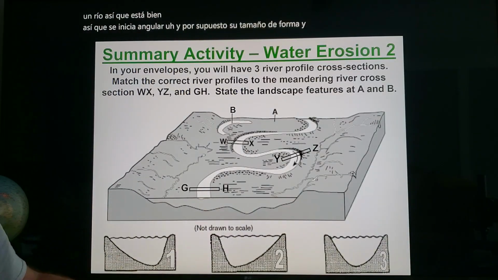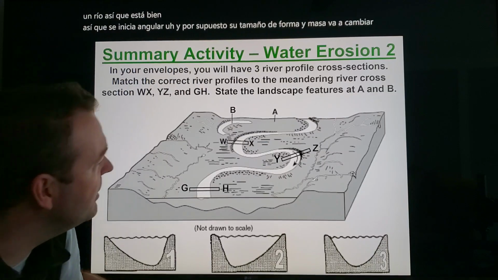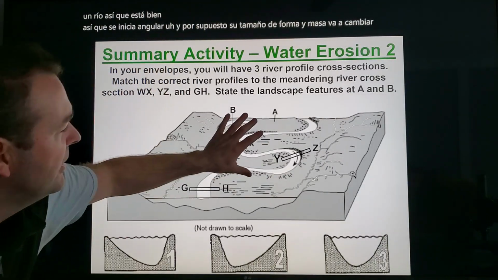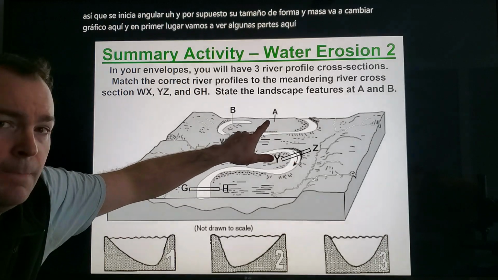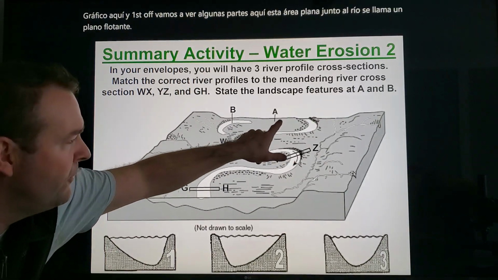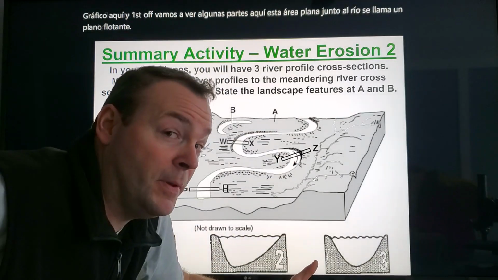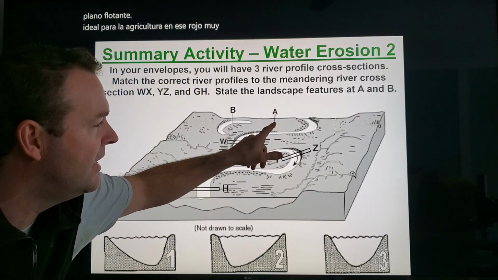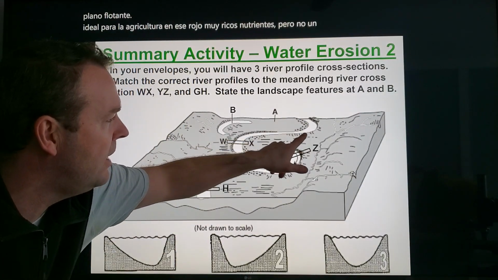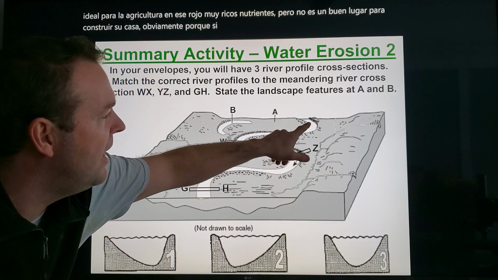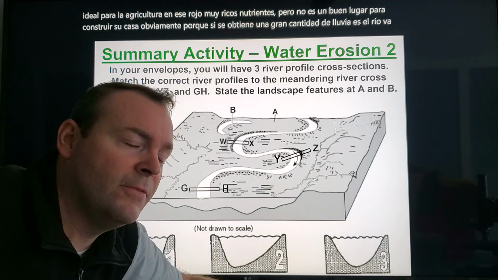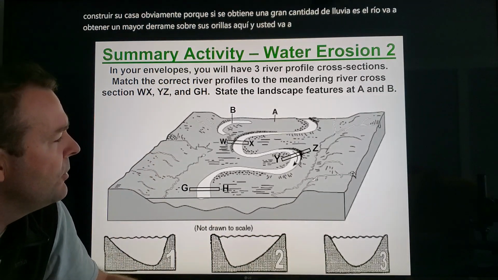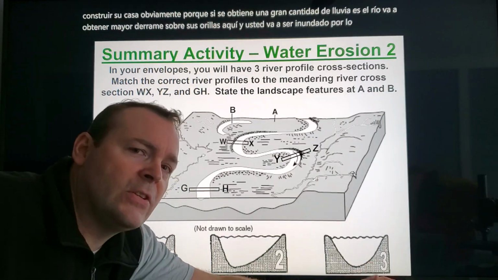All right. Get to your little summary chart here, and first off, let's look at some parts here. This flat area next to the river is called the floodplain. Great for farming, right? Very rich nutrients, but not a good place to build your house, obviously, because if you get a lot of rain, this river is going to get higher, spill over its banks here, and you're going to get flooded out, hence the name floodplain.